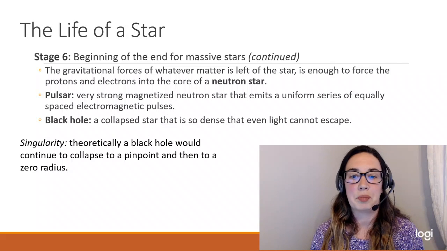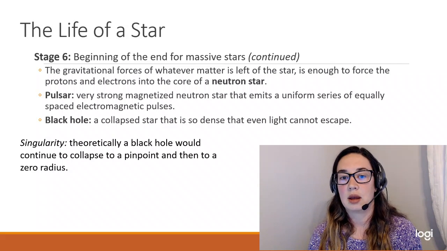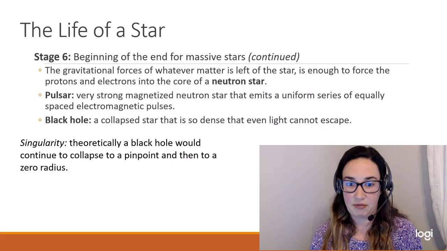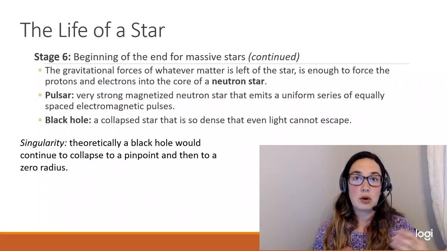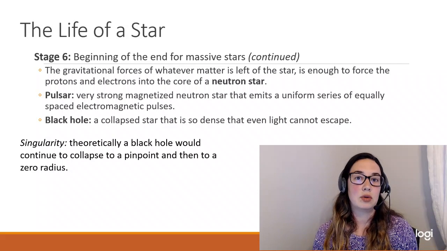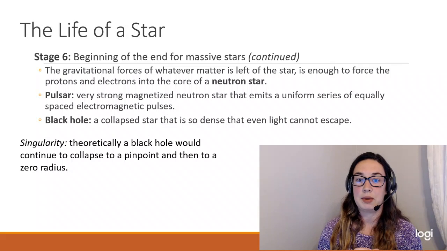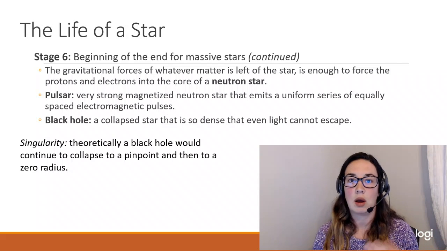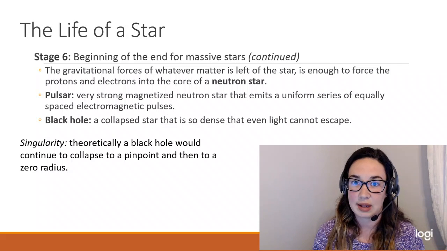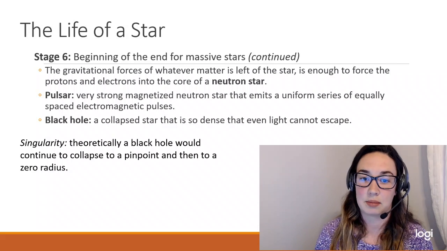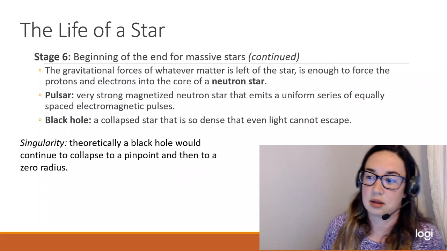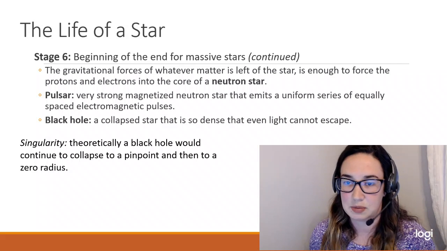And then we also have a black hole, which is essentially a collapsed star that's so dense that even light cannot escape from it. Theoretically, a black hole would continue to collapse inward on itself, where it becomes a pinpoint and then a zero radius. This is what we would call a singularity. So essentially that black hole would continue collapsing in on itself until it becomes a singularity, which is basically like a pinprick in the vastness of space.